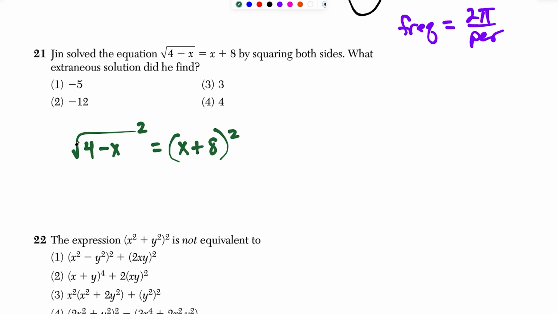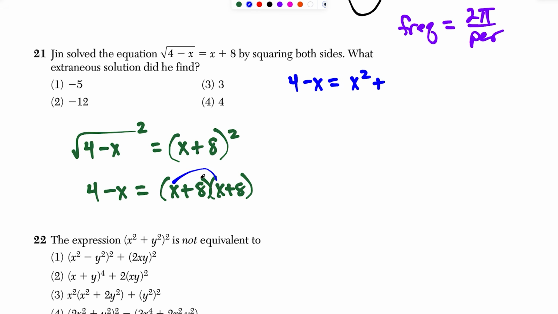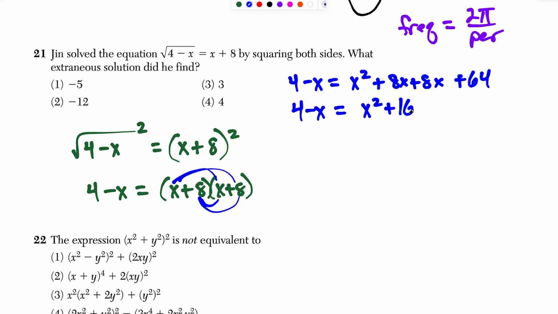On the left side, the square root is going to cancel out with the square, and we're going to get 4 minus x equals, and now on the right side, just be careful. Make sure you do x plus 8 times x plus 8 like this. And then the result, I'll write over here, we're going to have 4 minus x is equal to x squared, and then we have plus 8x, and then we have plus another 8x, and then we have plus 64. Okay, so then now we could simplify. We have 4 minus x equals x squared plus 16x, and then plus 64.